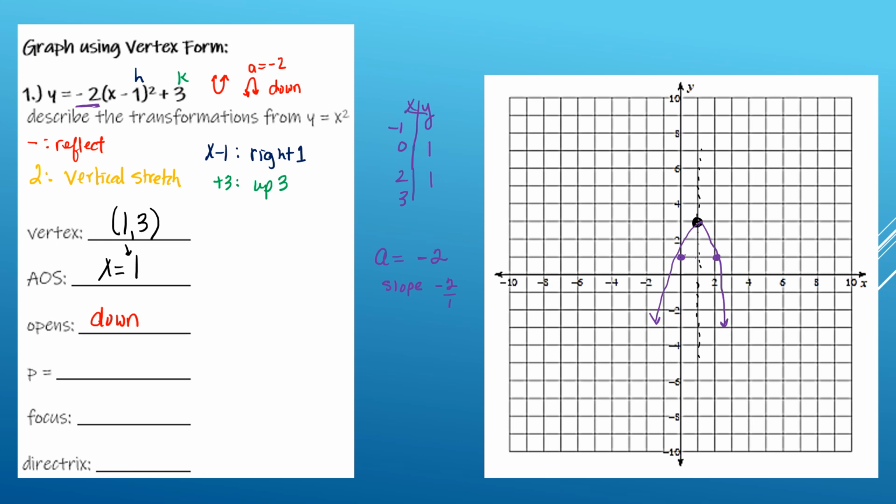Okay. The next thing that we need to do is determine our p-value. Remember, the p-value is the distance from the vertex to the focus as well as to your directrix. So we're going to use our p-value and determine what that is to figure out how far we're going to travel, in this case, up and down from the vertex in order to place our focus at its precise point and our directrix, that line where it needs to go. So for p, we're going to say a equals 1 over 4p.